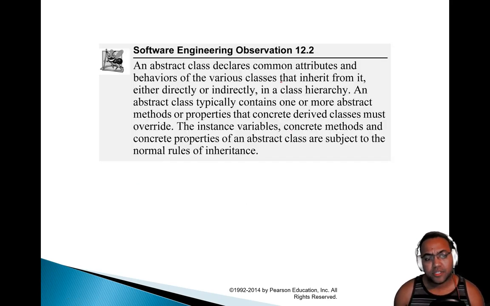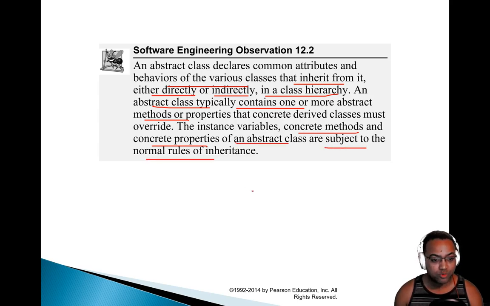An abstract class declares common attributes and behaviors of the various classes that inherit from it, either directly or indirectly in a class hierarchy. An abstract class typically contains one or more abstract methods or properties that concrete derived classes must override. The instance variables, concrete methods, and concrete properties of an abstract class are subject to the normal rules of inheritance, which means that even though an abstract class does not contain implementations, it will adhere to the normal rules of inheritance, but the concrete derived classes must override the abstract class methods.